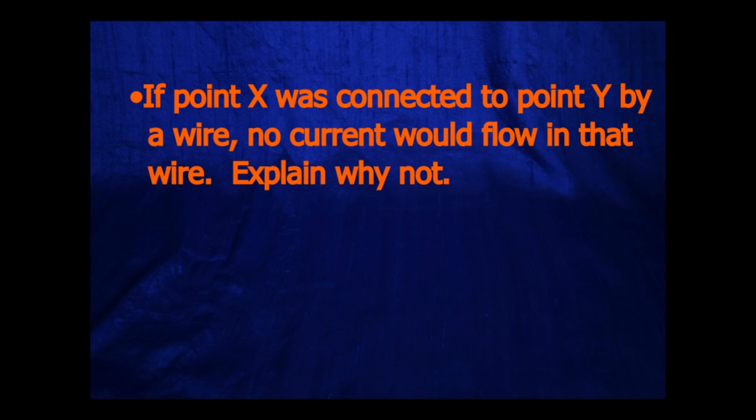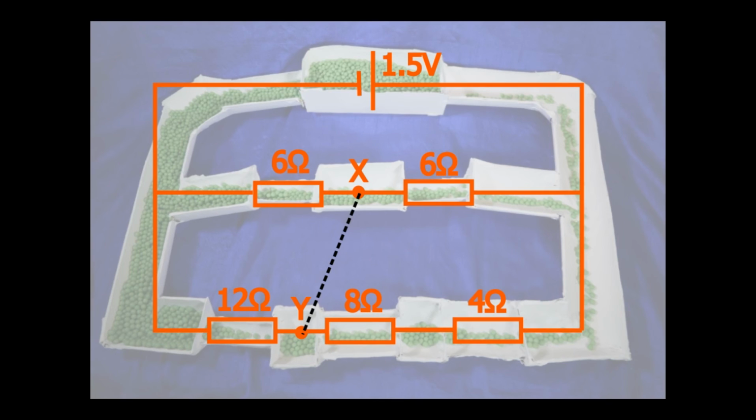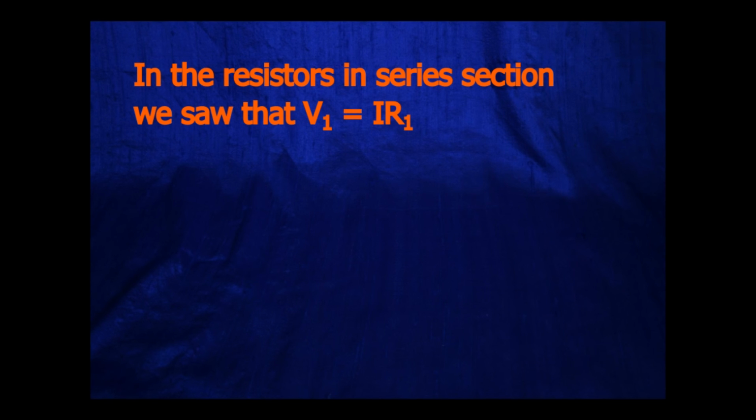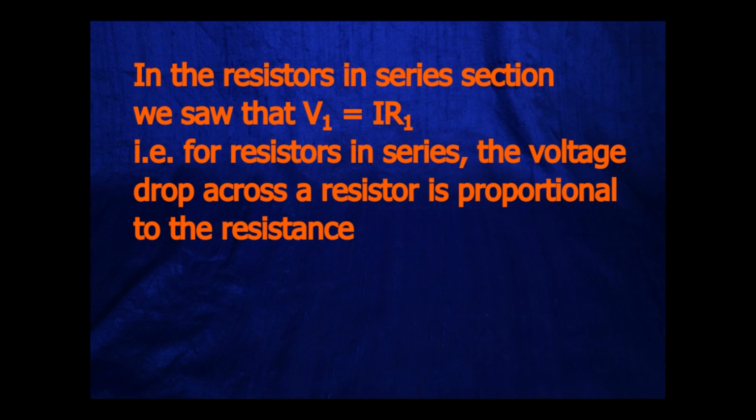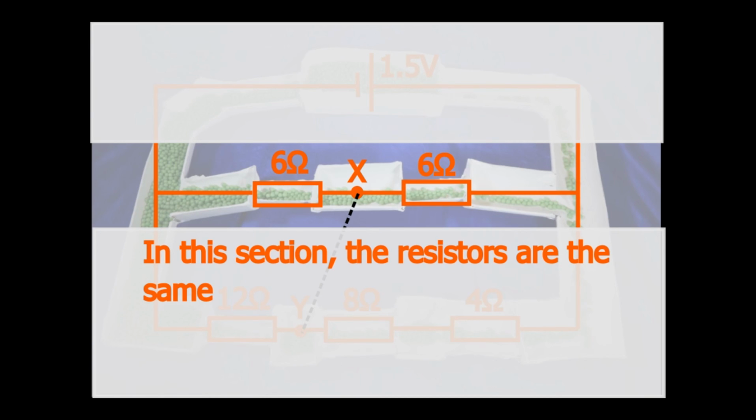Final part. If point X was connected to point Y by a wire, no current would flow in that wire. Explain why not. And here's a picture of that situation. In the resistors in series section, we saw that V1 equals I times R1. So for resistors in series, the voltage drop across the resistor is proportional to the resistance. In branch X, the two resistors are the same, so the voltage at X is equal to the supply voltage 1.5 volts divided by 2.